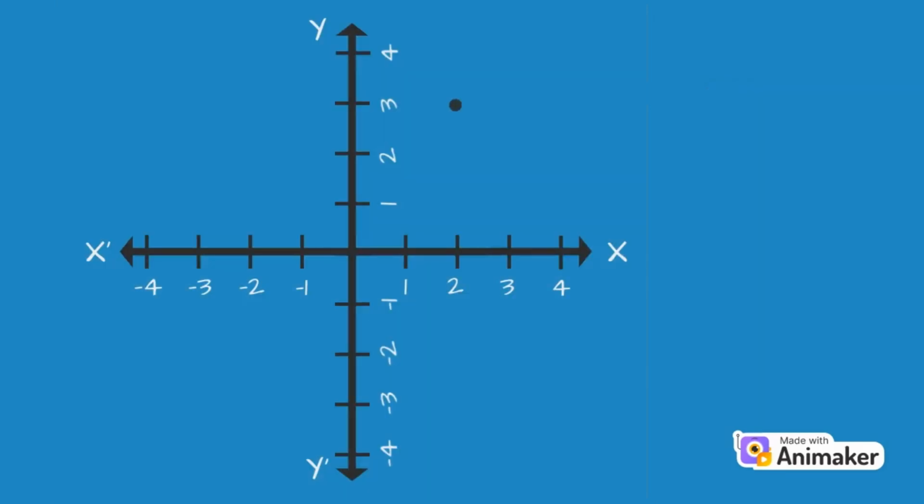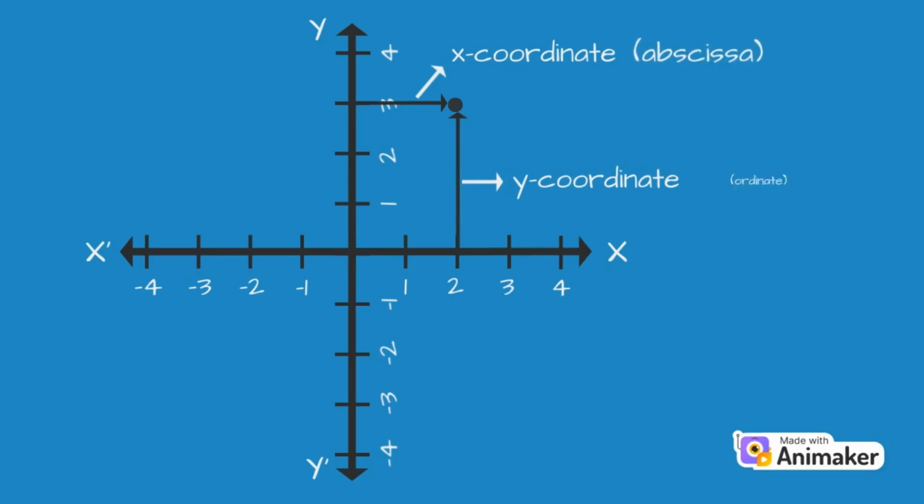Now if you take any point on the Cartesian plane, its position is determined by 2 coordinates: the x-coordinate, which is the perpendicular distance of the point from the y-axis, and the y-coordinate, which is the perpendicular distance of the point from the x-axis. The x-coordinate is called the abscissa and the y-coordinate is called the ordinate. Thus, the coordinate of this point is (2, 3).